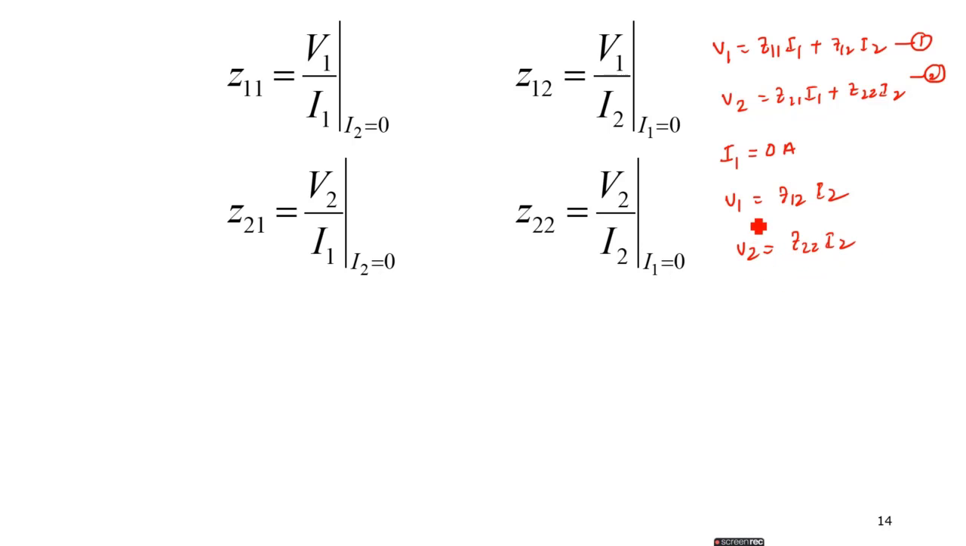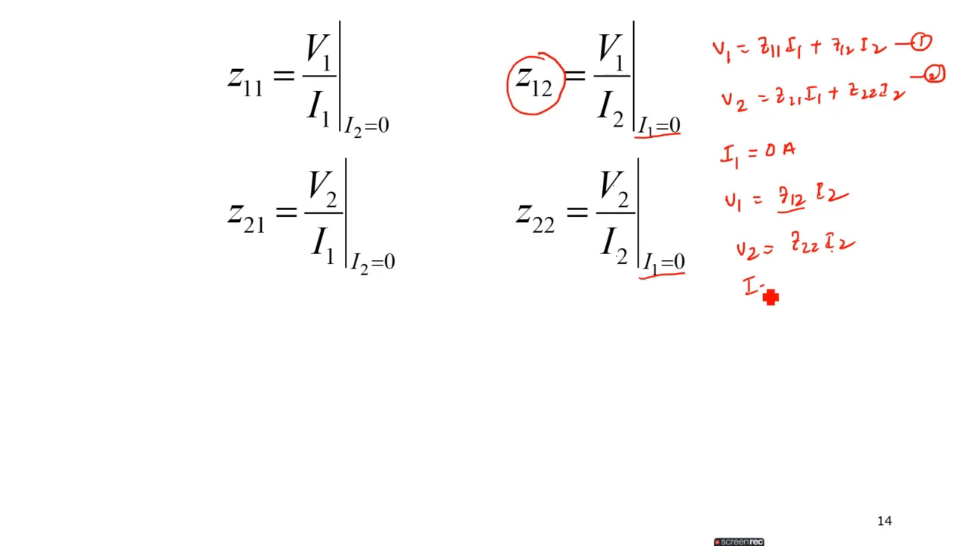So we simplify here. What is V1? What is Z12? If the input port is open, we will get V1 equals Z12 into I2. Z12 is here, and it is the ratio of V1 divided by I2. The condition is the input current is made 0. So from this equation, what is Z22? Z22 equals V2 divided by I2. Here it is. Z22 equals V2 divided by I2. The condition is I1 is made open circuited.